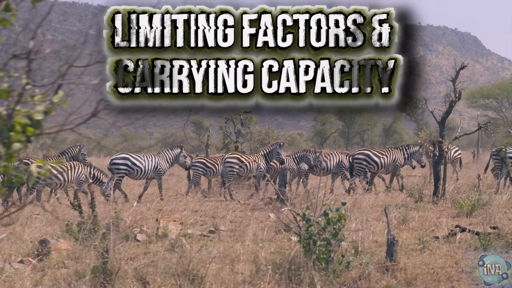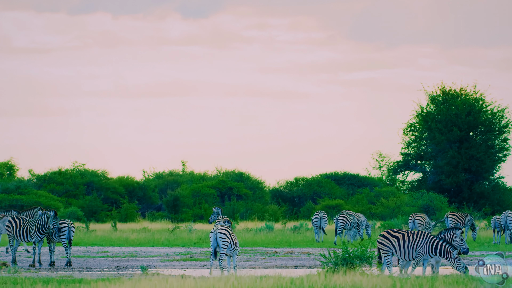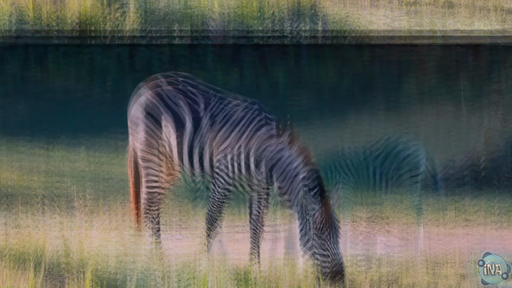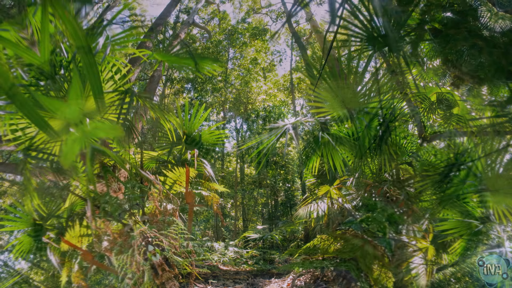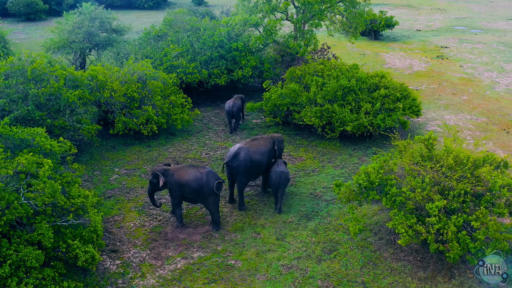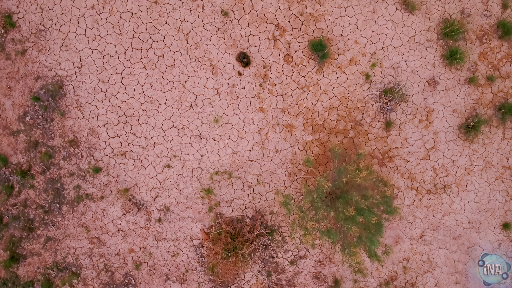Limiting factors and carrying capacity. So why don't zebras take over the savanna? Because growth hits limits. Animals need food, water, and shelter. Plants need light and minerals. This is why populations don't grow indefinitely. The environment can only support so many individuals before resources run out.